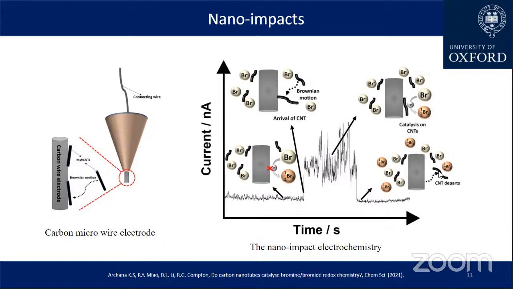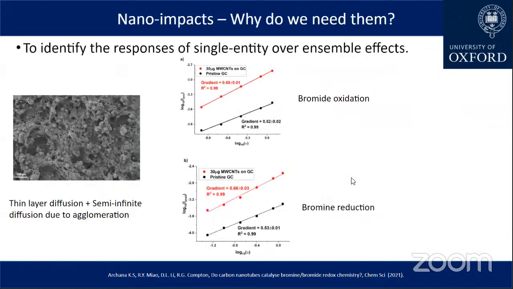And once the carbon nanotube departs from the carbon microwire electrode, there is a sudden step down of the current. This suggests that this particular current is contributed only by the carbon nanotube and not by the carbon wire electrode. Hence, this is how we study the carbon nanotube impact experiment. So why do we actually need them?